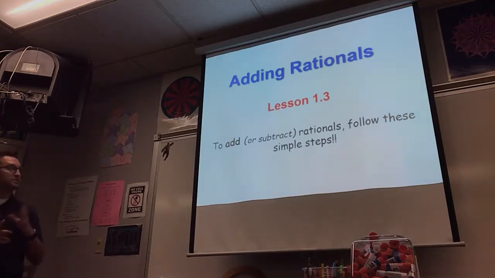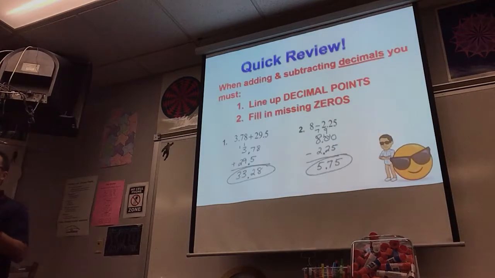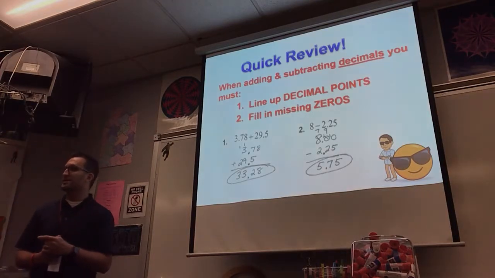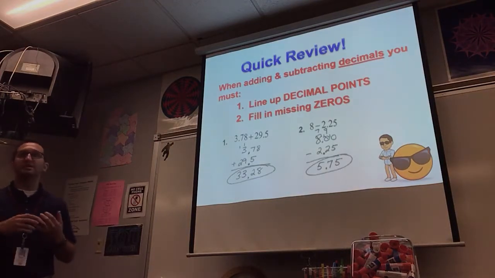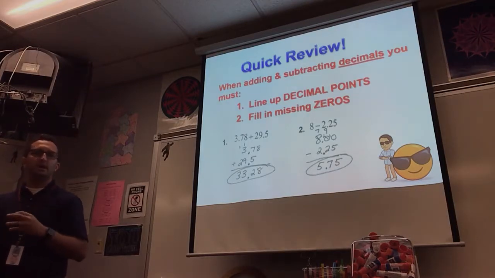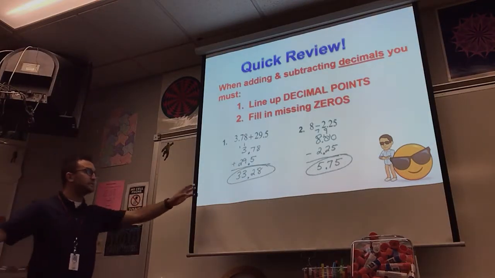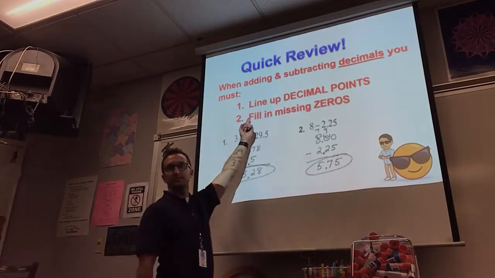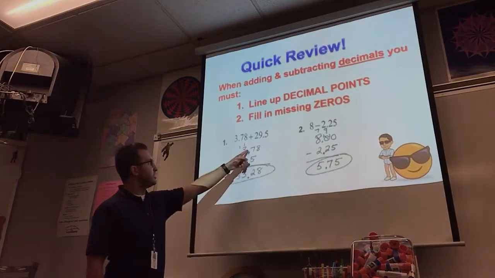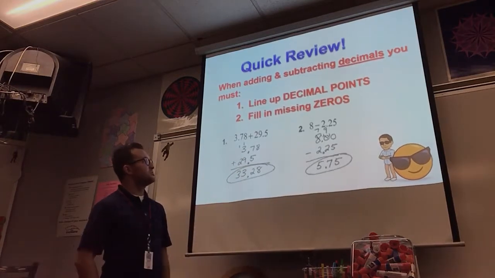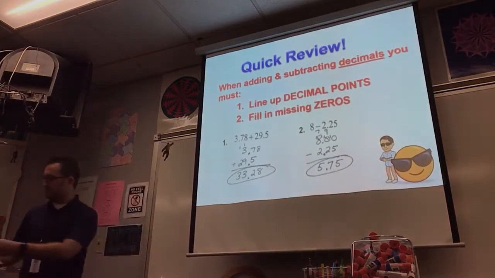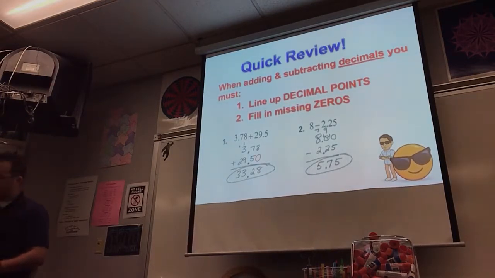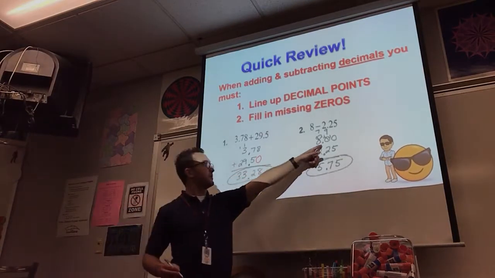So what we're going to do is follow these simple steps. Let's do a quick review. We don't need to spend a whole lot of time adding and subtracting decimals. You don't need to write these down unless you feel you really need to. Whenever you have adding or subtracting decimals, what's the key rule? Line up the decimal points. Once they're lined up, now you just add. Now you can fill in the missing zeros if you want. There's one missing zero here that we often forget.